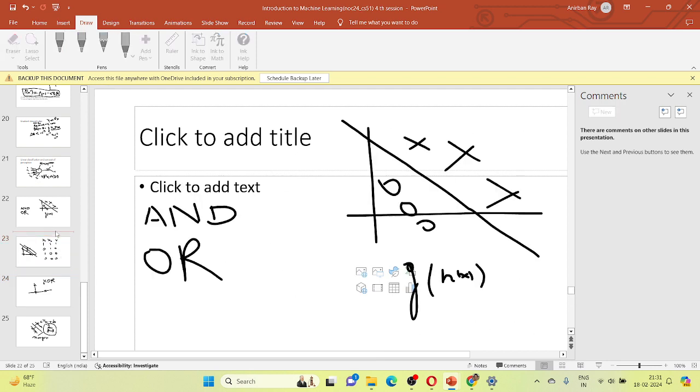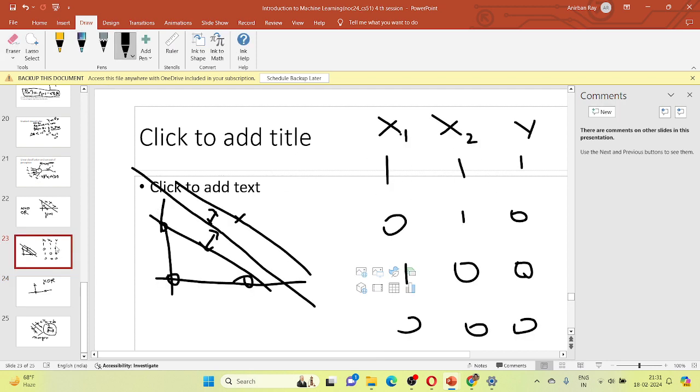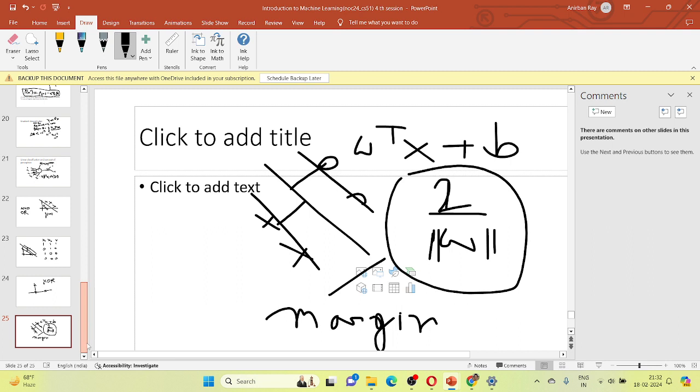This one is homework. Remember, it is important to calculate this one. I'll do it next time though. The equation of the separator, the linear classifier here. So this is called the margin here.